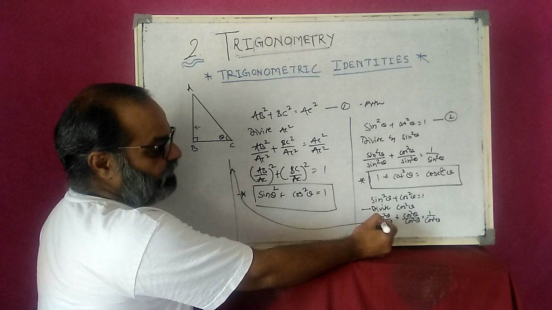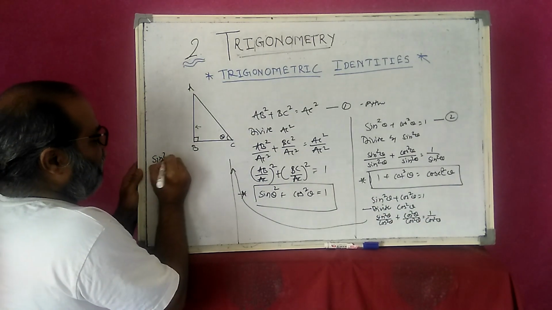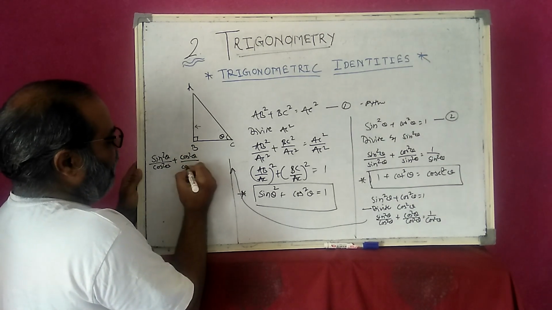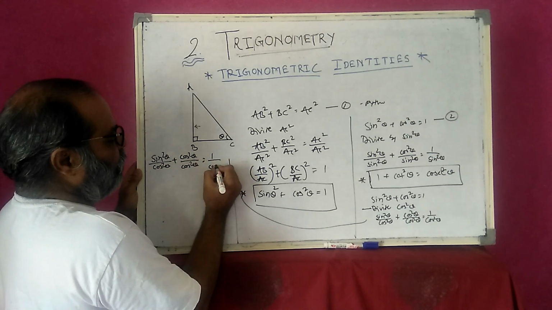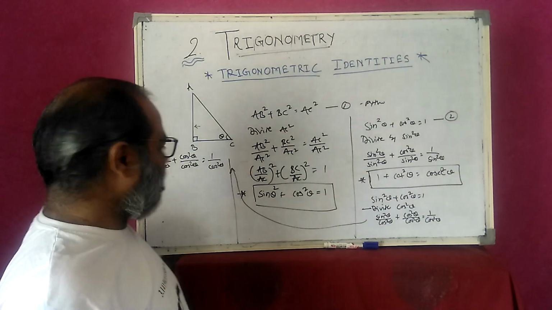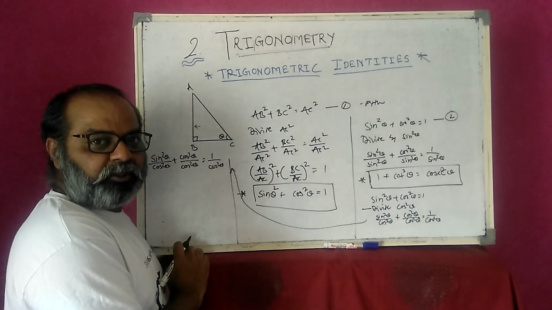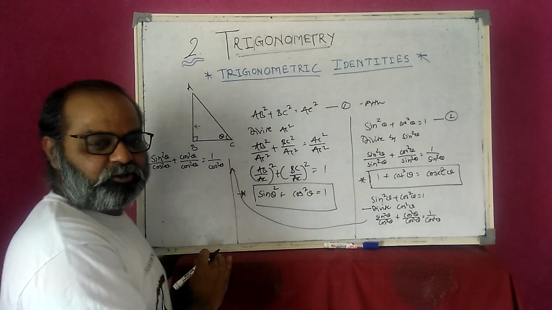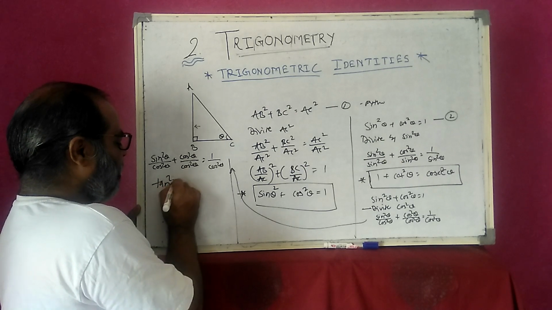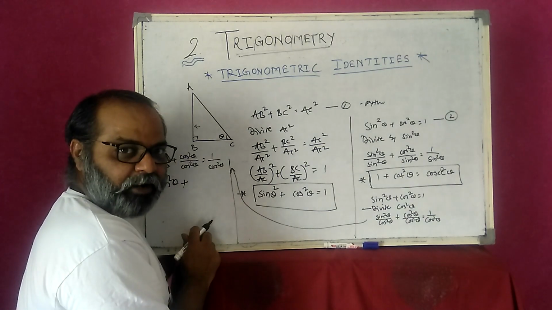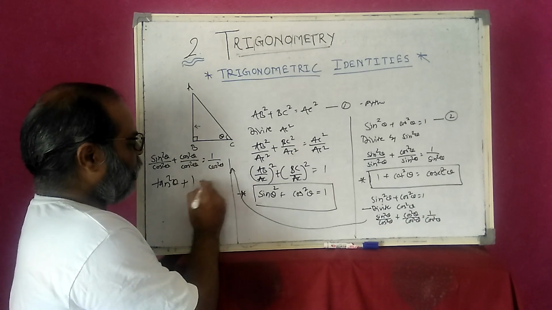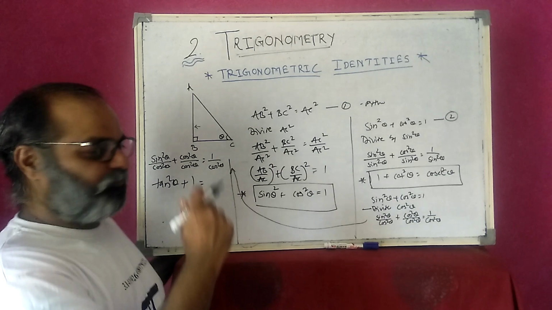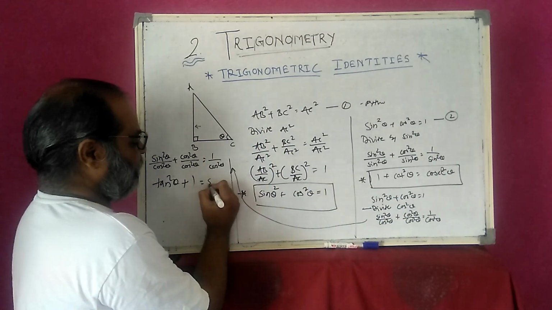Now sine square theta upon cos square theta plus cos square theta upon cos square theta is equal to 1 upon cos square theta. We know that sin by cos is tan, so sin square theta by cos square theta is equal to tan square theta. So it becomes tan square theta plus 1 is equal to 1 upon cos square theta. We know the inverse of cos is sec, so 1 upon cos square theta is sec square theta.